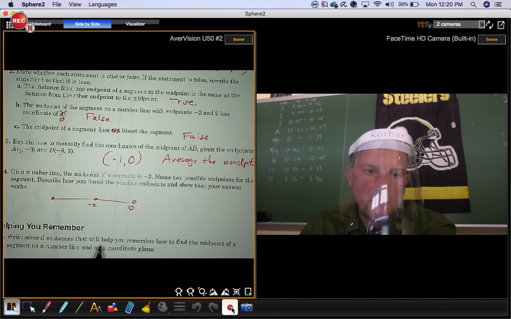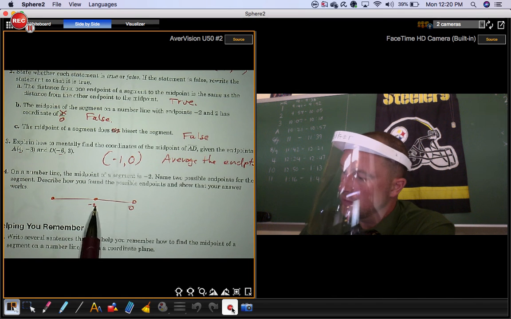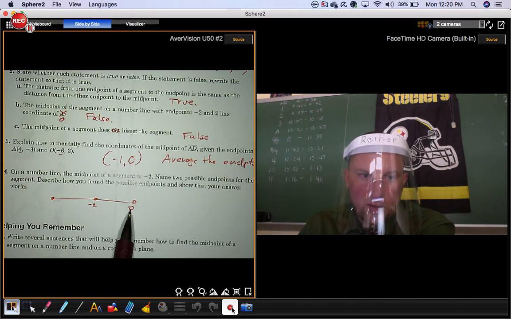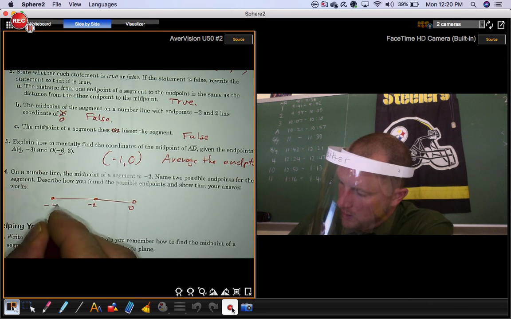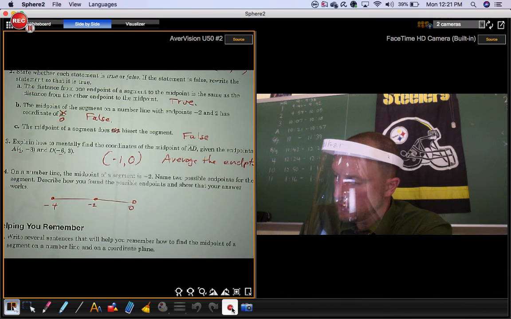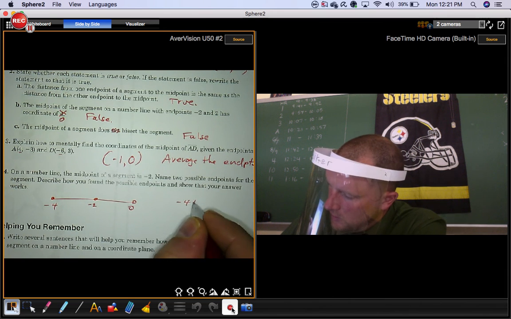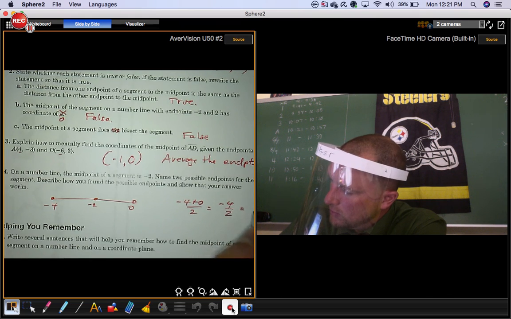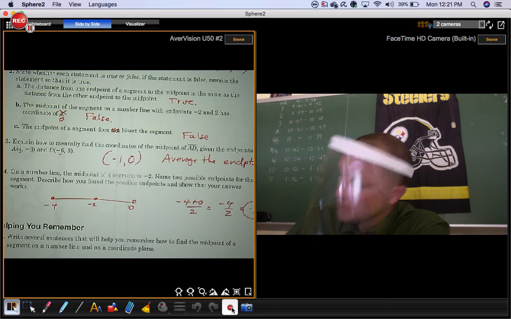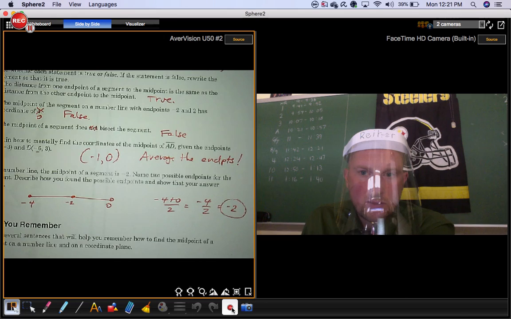Just pick an endpoint, and you can make it easy on yourself. I'm going to pick 0. I know that's 2 units away. Well, this endpoint better be 2 units away also, but going the other way. How do you know that works? Just average them.